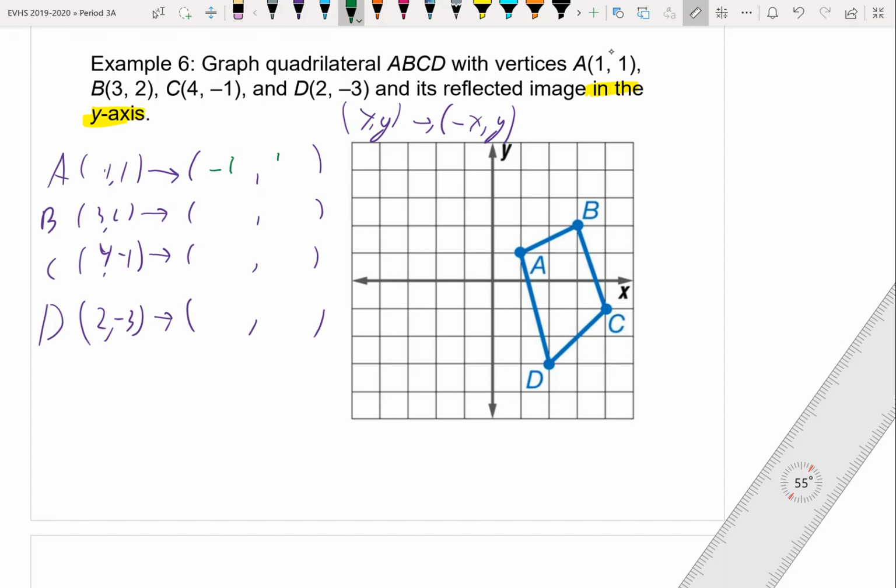So that becomes (negative 1, 1), (negative 3, 2), (negative 4, negative 1), and (negative 2, negative 3). So (negative 1, 1) is A prime, (negative 3, 2) is B prime, C prime is (negative 4, negative 1), and D prime is (negative 2, negative 3).